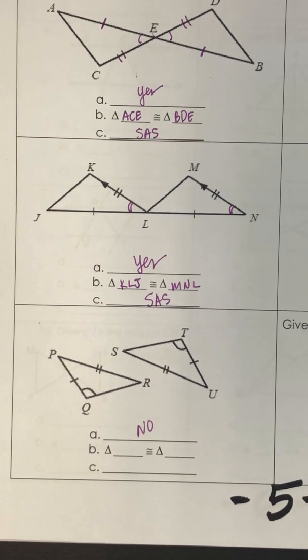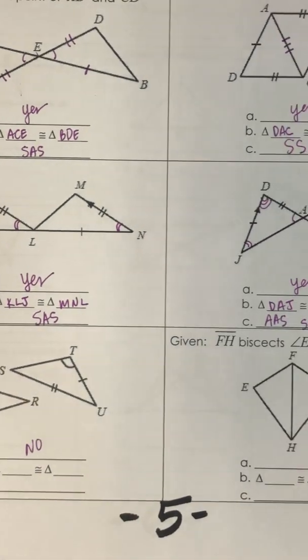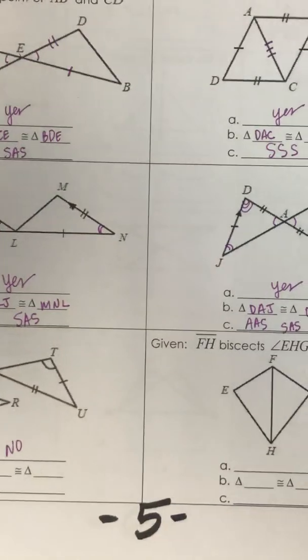I would have needed it to be given to me. I would need a bisector. I would need parallel lines. I would need something else. So that was not gonna fly. So those two triangles can just weep and wail because they're not congruent.